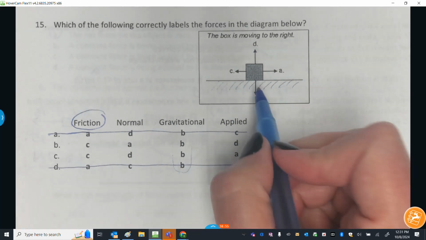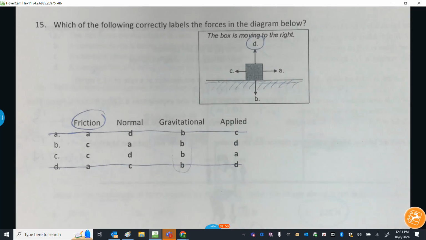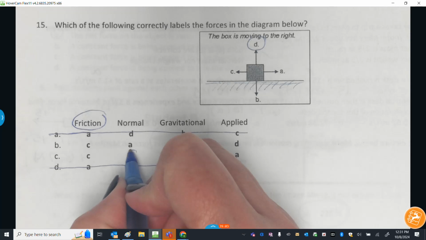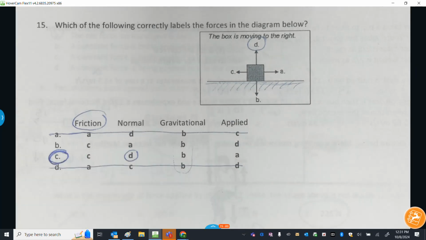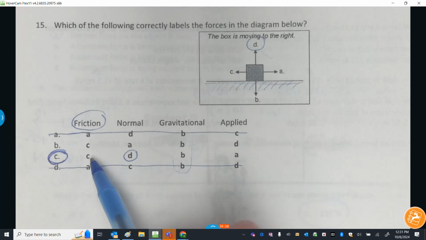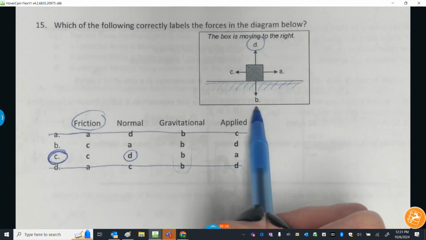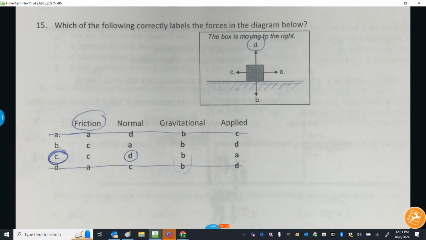The perpendicular force to this surface, the support force, is this one. So my normal force needs to be force D, which is that right there, which means the answer is answer choice C. That means that friction is here, normal force is here, gravitational force is here, and this is my applied force. Okay, questions about number 15?